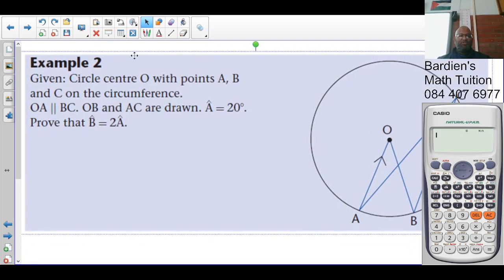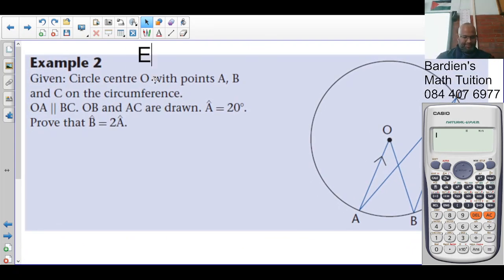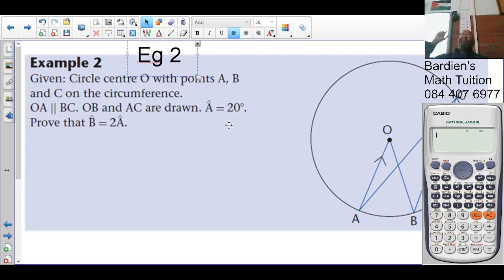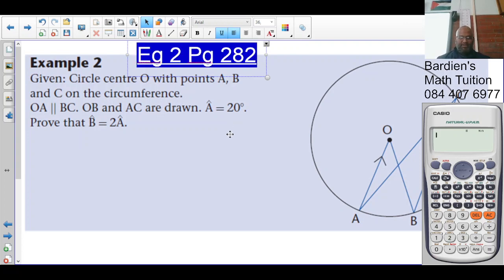People, this is example 2. You see, the bad thing is if I remember your name now, then I try to look for your paper first. Say, so you better be anonymous. Yeah, say, so, oh, you're the one that took me for a fool in the class. People, this on page 282. Right.